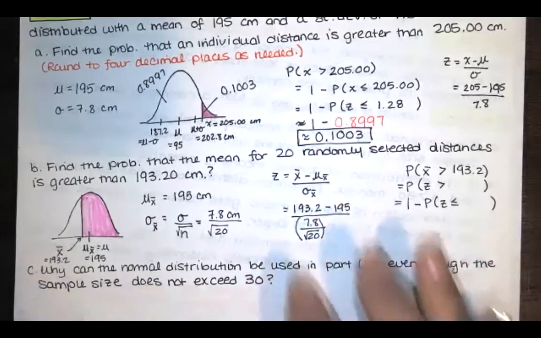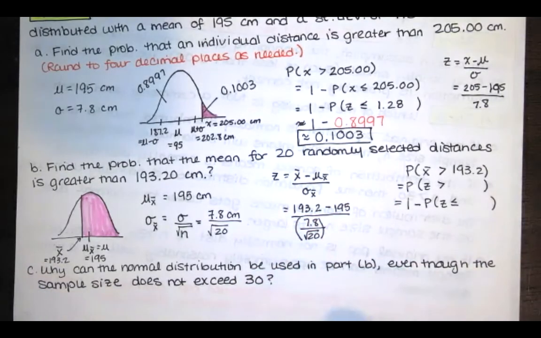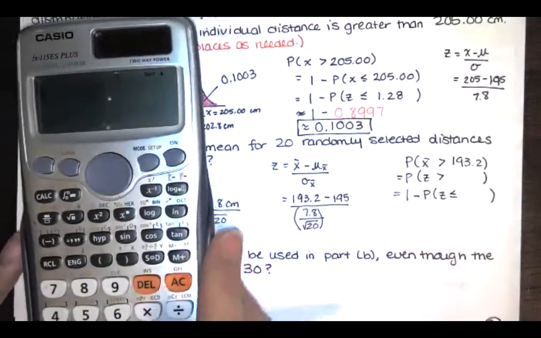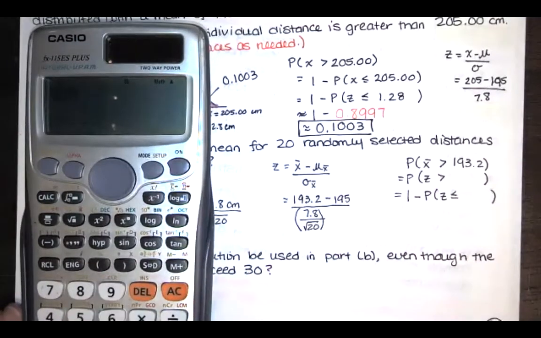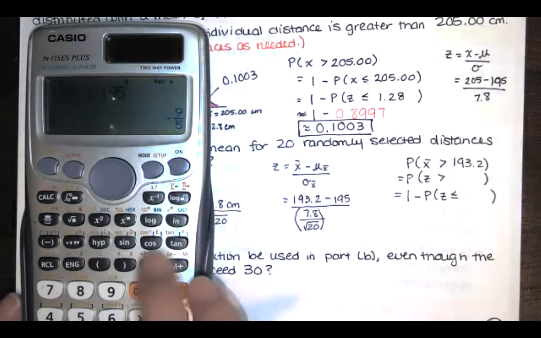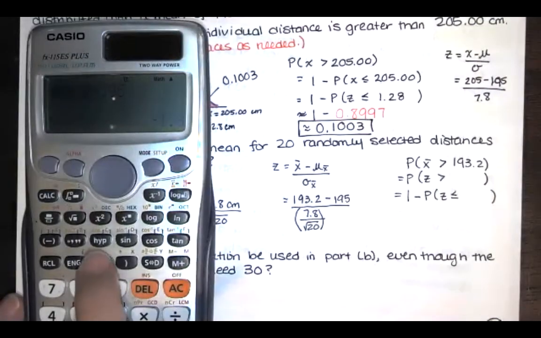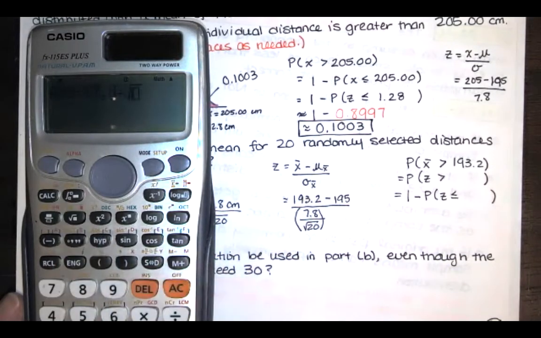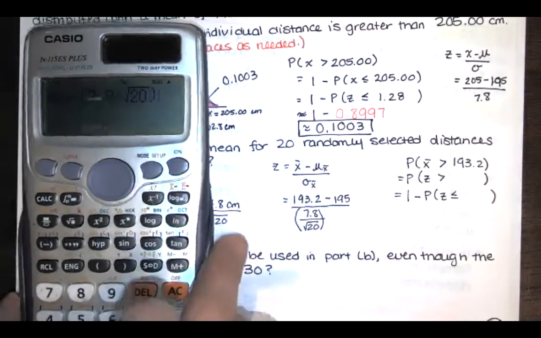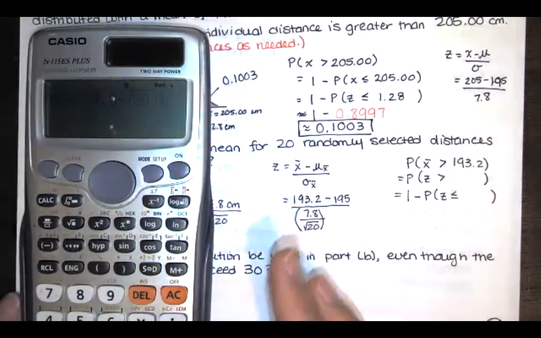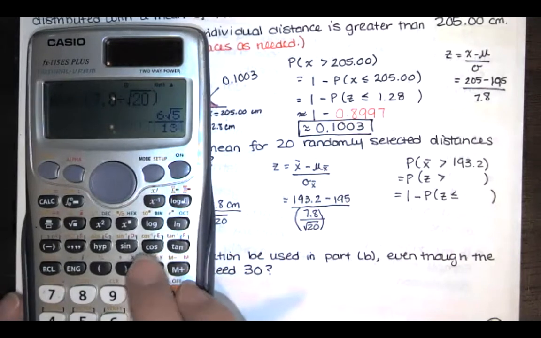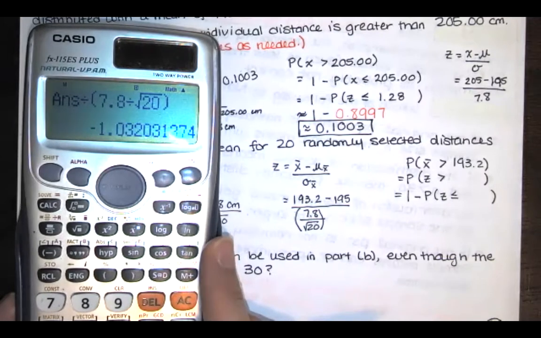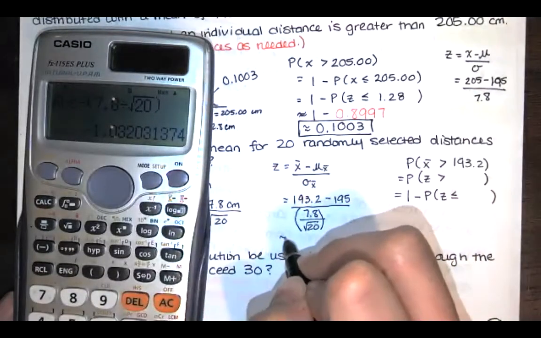Now you want to be really careful how you enter this into your calculator. If you do this in the wrong way, you're going to get the wrong answer. So what I would suggest is you do the numerator first. So I'm doing 193.2 minus 195. I get some answer. And then I'm dividing by open parentheses this fraction, 7.8 divided by the square root of 20. And that's what I have there. And then if you hit equals, you get that value. It's an exact answer, but we want an approximation, and we'll round to 2 decimal places. That's Z equals negative 1.03 approximately.